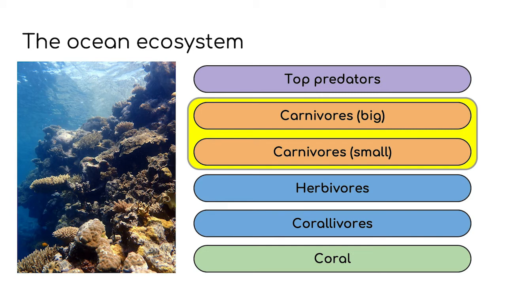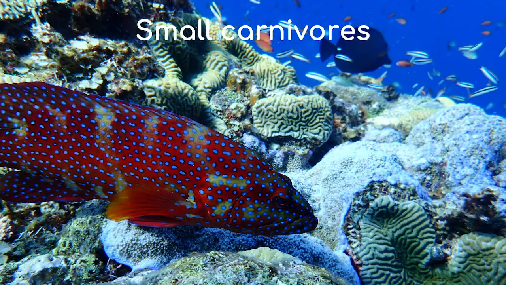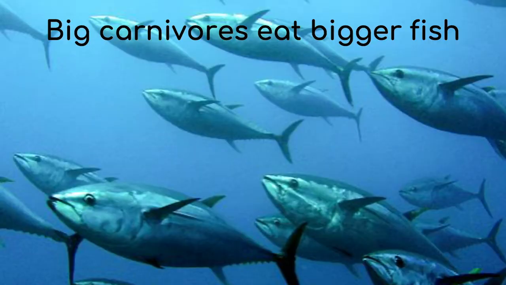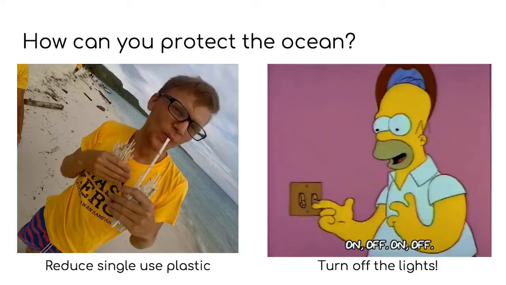In the next session, we're going to cover the next two groups in orange that are in the ocean ecosystem. Smaller carnivores like grouper. Can you think what a grouper might eat? Hold that in your mind and we'll find out in the next session. Bigger carnivores like tuna will hunt bigger fish on the reef and even small grouper.